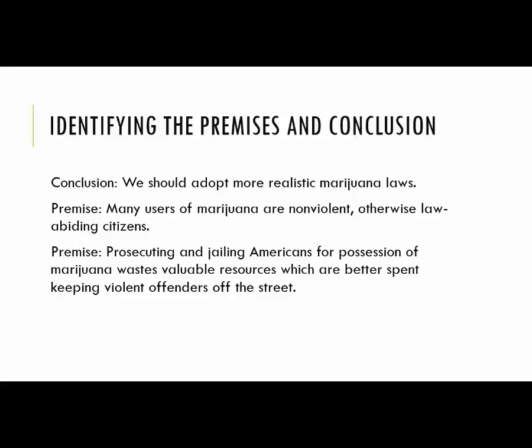The premises were a little tougher. Part of being able to analyze an argument is being able to eliminate information that doesn't support the conclusion or add to it at all. The fact that 1 in 3 adult Americans have tried marijuana, for example, doesn't directly bear on the conclusion. What's really relevant here are the following two propositions. Many users of marijuana are nonviolent, otherwise law-abiding citizens, and prosecuting and jailing Americans for possession of marijuana wastes valuable resources, which are better spent keeping violent offenders off the streets. If we go back and look at these types of premises, both of these look like descriptive premises to me.